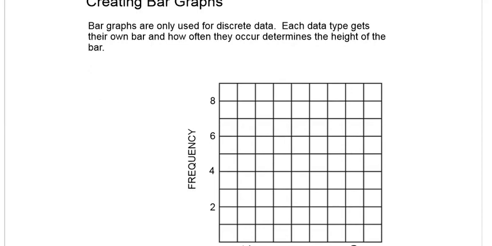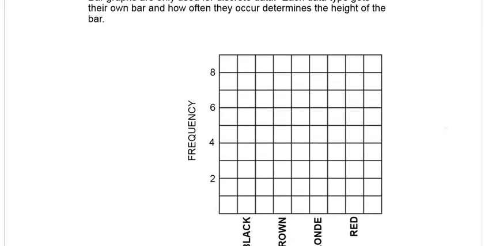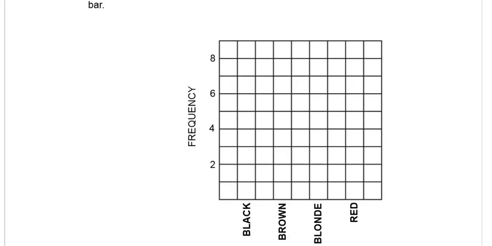Next, we're going to take that and put it into a bar graph. Bar graphs are only used for discrete data, so only stuff that can be split into separate categories. If it's continuous, like your height, we can't really do it. Each data type gets its own bar, and how often they occur determines the height of the bar. In this case, I've set up the categories, and on your own graphs, you're going to have to set them up for yourself. Then we're going to measure the frequency of each one.